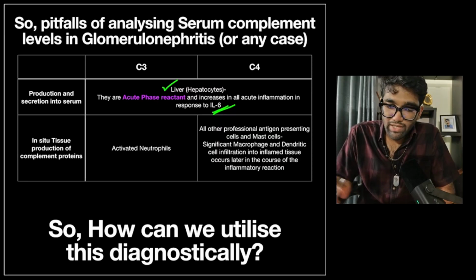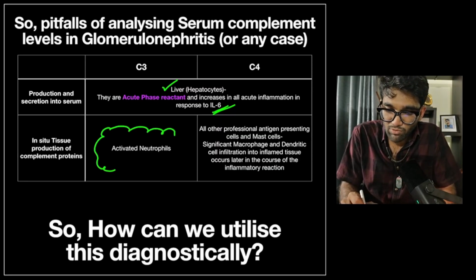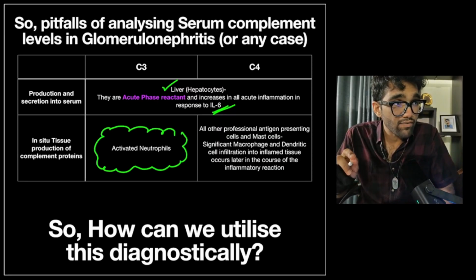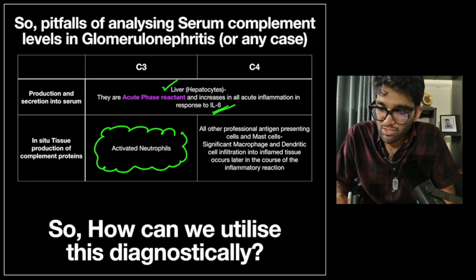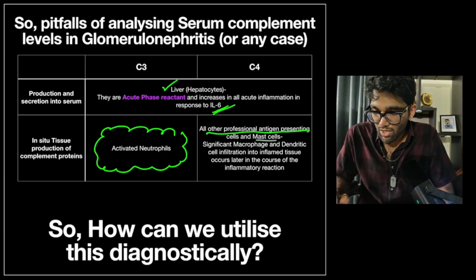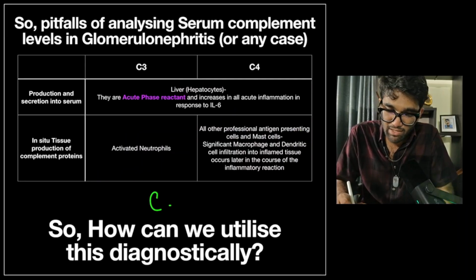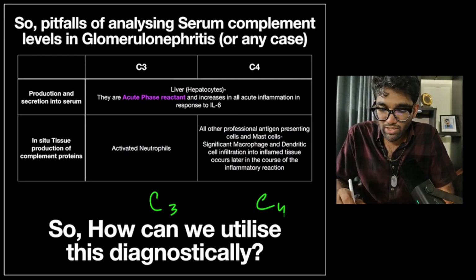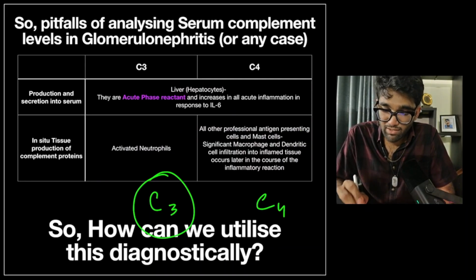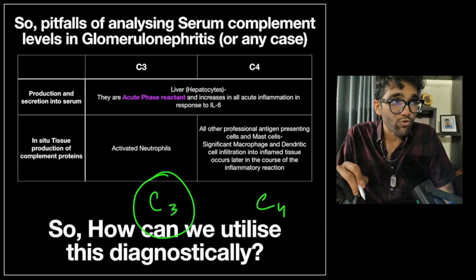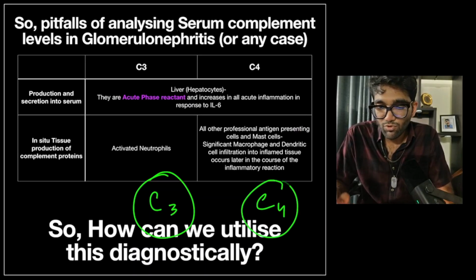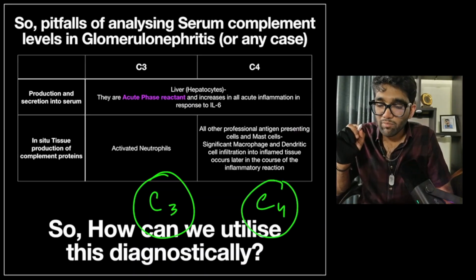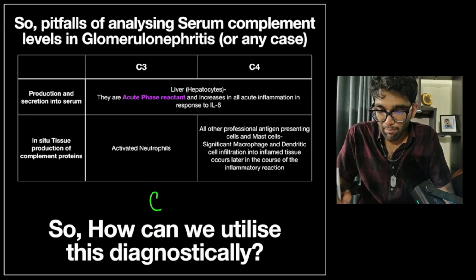Now, in tissue, initially C3 is produced in large amounts, by infiltration of activated neutrophils. Later on, a lot of C4 is produced, because professional antigen presenting cells and mast cells come in and start producing C4. So in tissue, initially it is C3 and later it is C4. Initially this would spare serum C3, so you would expect a reduction in C4 if the liver is not able to compensate. Later on it would spare C4, so you would see a reduction in C3 if the liver is not able to compensate. We'll see how this is happening.